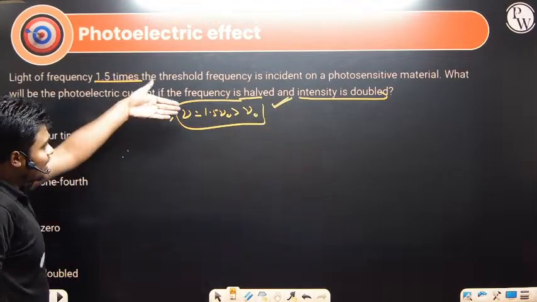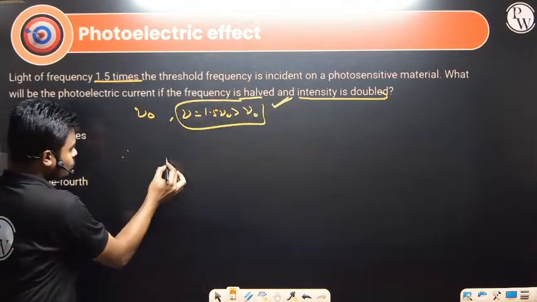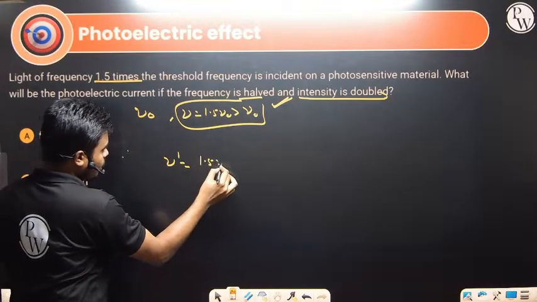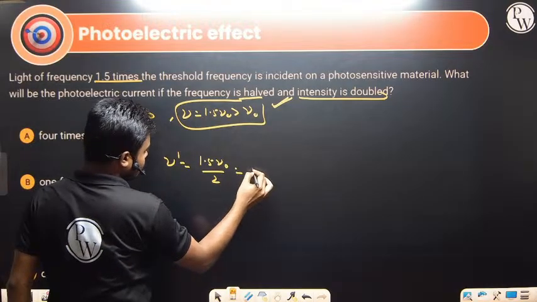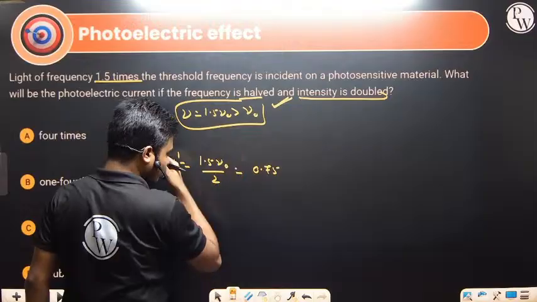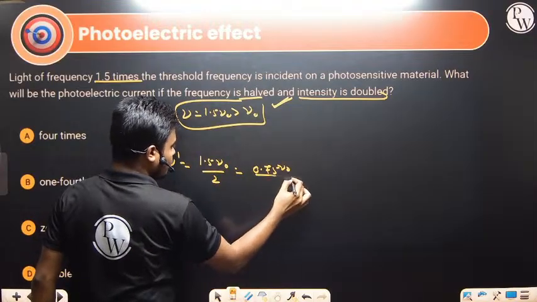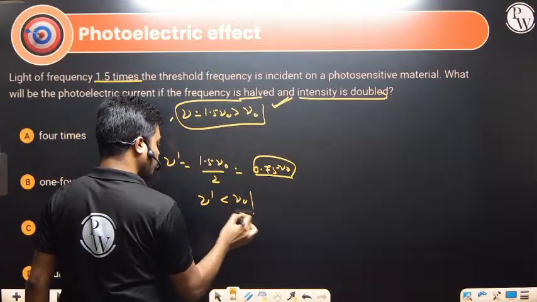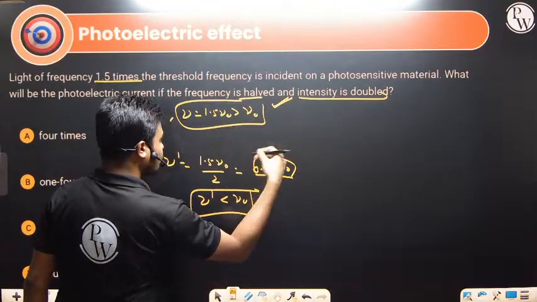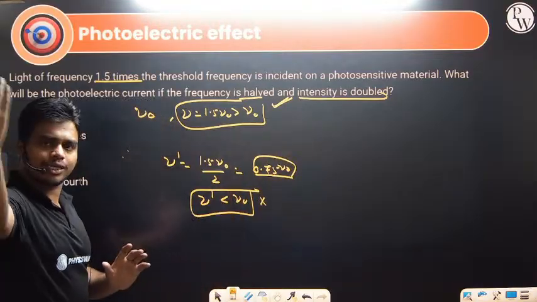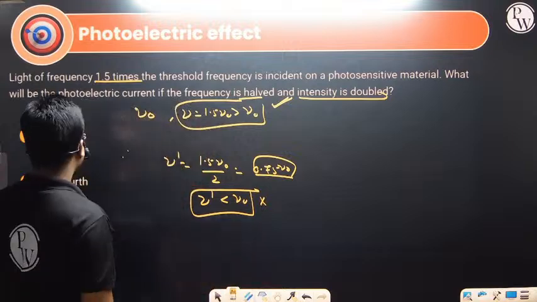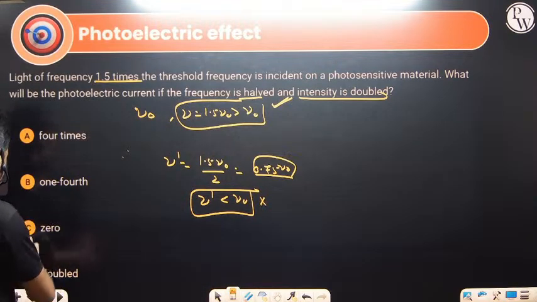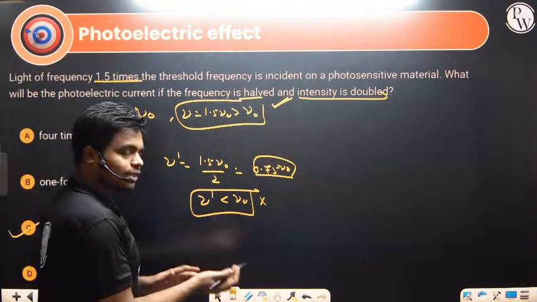But suppose the frequency is half of this. So what is the new frequency? That is mu dash, 1.5 mu naught divided by 2, that is 0.75 mu naught. This frequency mu dash has now become less than the threshold frequency. In this case, the photoelectric effect is not possible. So no matter how much the intensity is doubled, the photoelectric effect will not be observed. So the photoelectric current will be 0.